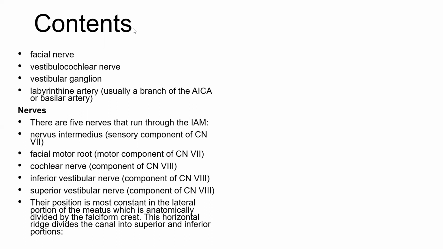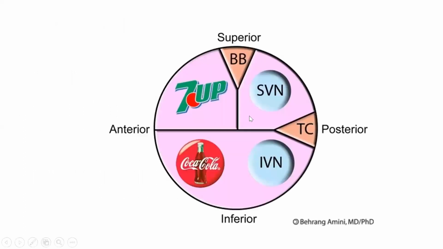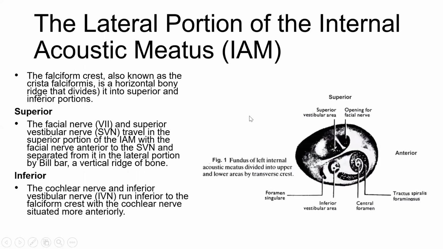You can see over here I have added a picture. So this is the lateral aspect of the internal acoustic meatus, the one I was just telling you about. You can see over here the fundus of the left internal acoustic meatus divided into upper and lower areas by the transverse crest. You can see the transverse crest going over here. Superior to it, you can see this is the superior vestibular area. There is the opening of the facial nerve, and the falciform crest, which is also known as the crista falciformis.